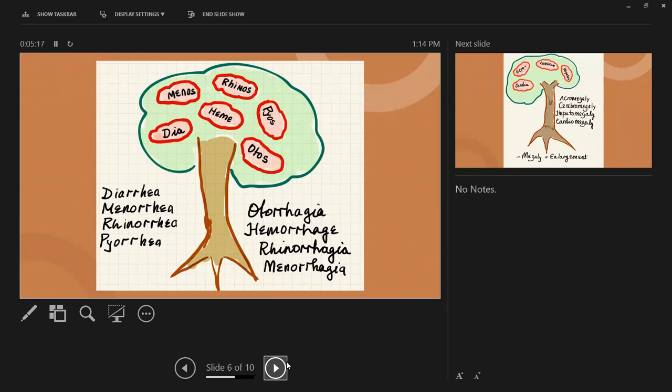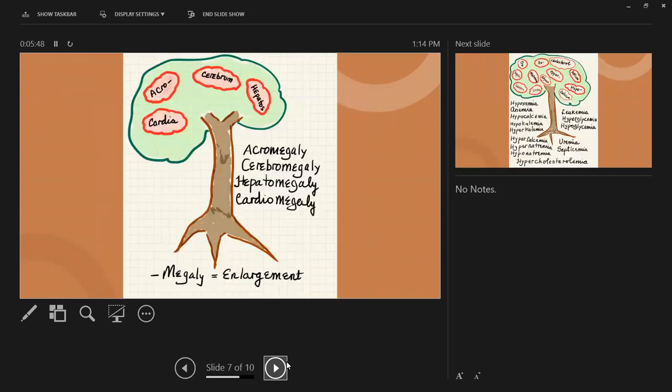Hemorrhage, excessive bleeding. Rhinorrhagia, excessive bleeding from the nose, a nosebleed. Menorrhagia, excessive bleeding during menstruation or excessive menstrual flow. Diarrhea is flowing through the digestive tract. Menorrhea is monthly flow. Rhinorrhea is a runny nose. Pyorrhea is flow of pus.